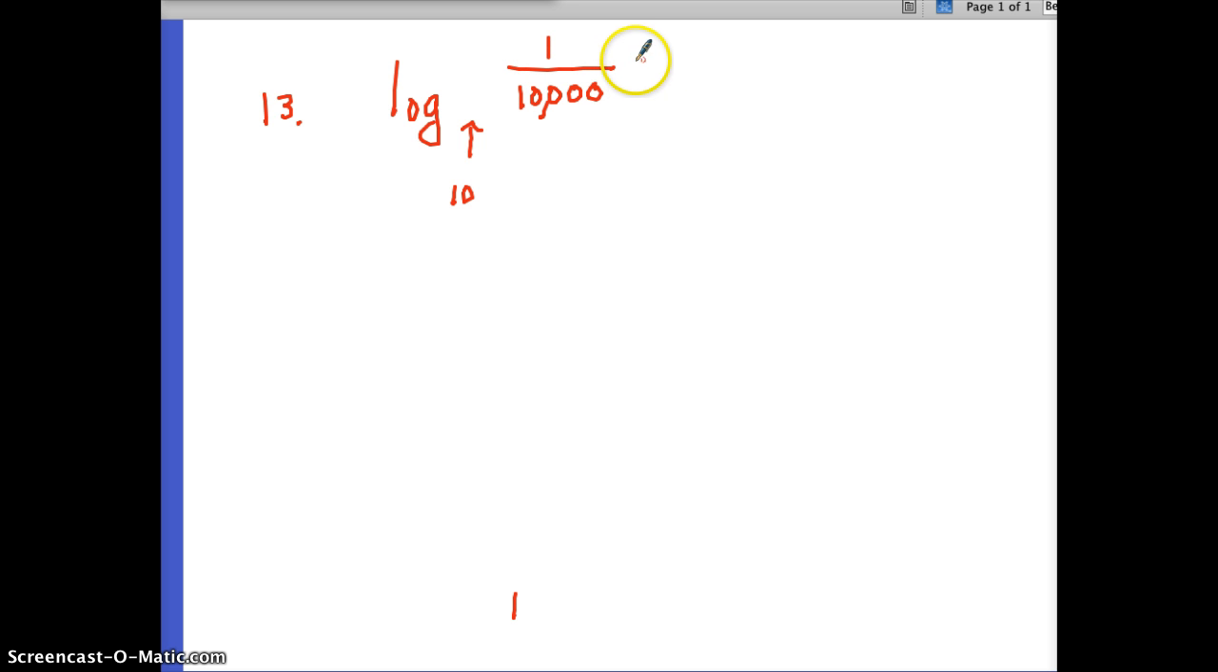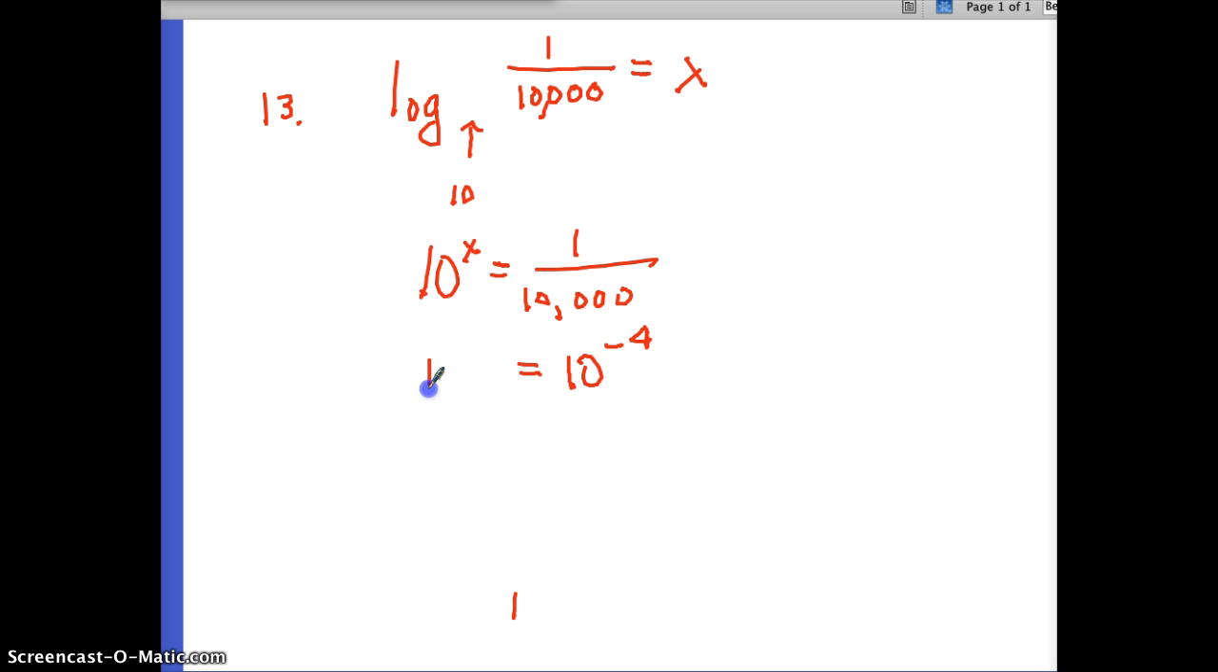So basically the question is, what power do you raise 10 to get this thing? Well, let's just assume we don't know what it is. For the moment, I'm going to call it x so that I can rewrite this as 10 to the x equals 1 over 10,000. And again, the trick with tens is that you can count the number of zeros: 1, 2, 3, 4 zeros. So on the bottom we have 10 to the 4th, and I'm just going to write that right-hand side as 10 to the negative 4th. So 10 to the x is 10 to the negative 4th, so x must be negative 4.